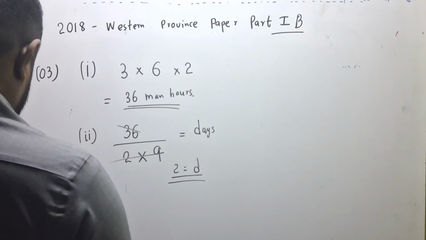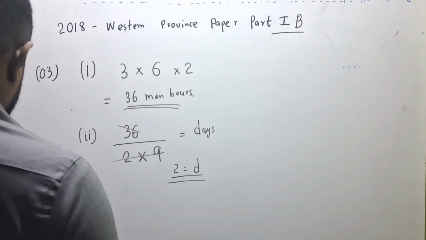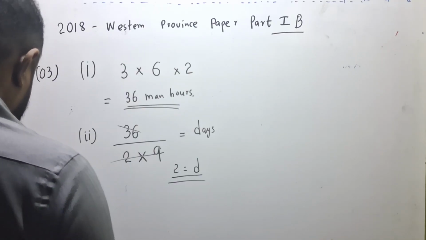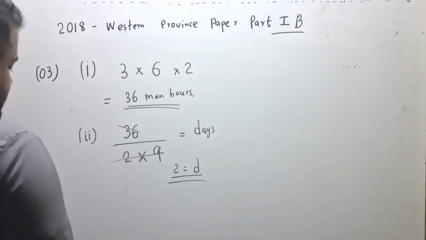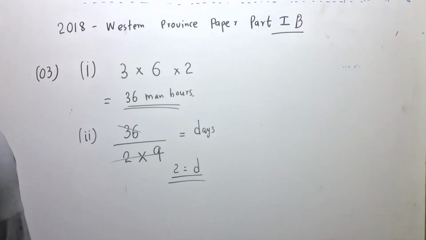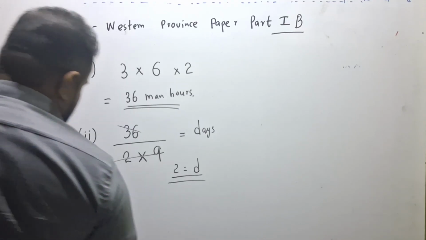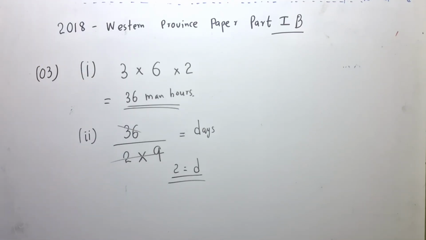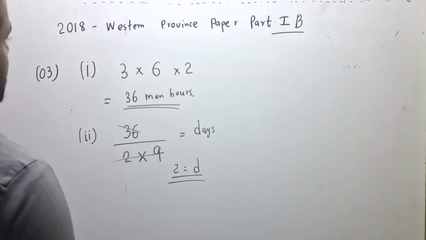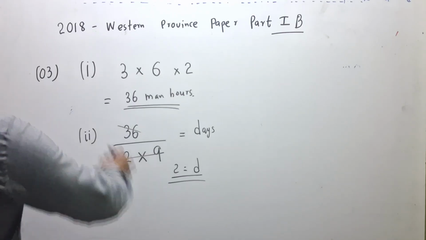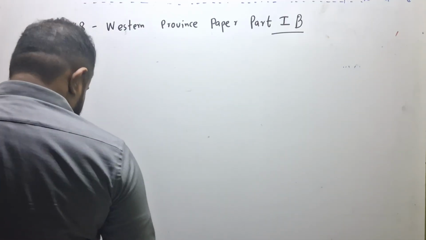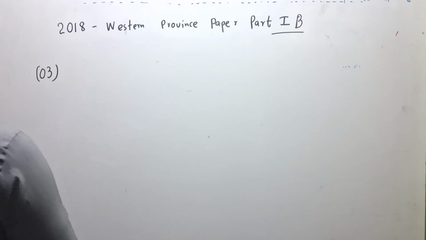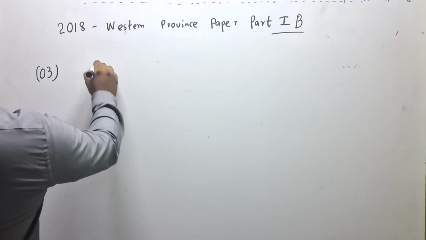Part B. When a car is imported, 15% of its value is to be paid as duty. The imported value of the car is 750,000. What is the value of the car after paying the duty? If they ask the value after paying the duty, we can multiply by 115 over 100. But if they ask about the duty, we only multiply by 15%. So I will do both methods, but I recommend multiplying by 115 over 100.